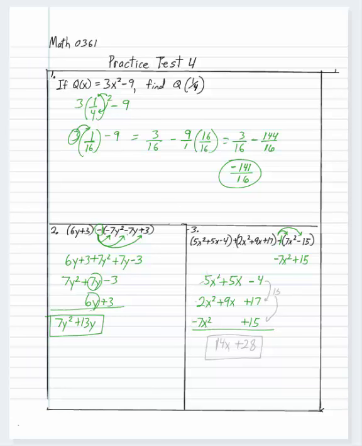Notice all the like terms are lined up, so let's add and subtract. 5 plus 2 is 7, but 7 minus 7 is 0, so everything here goes away. 5 plus 9 is 14, so 14x. Negative 4 plus 17 is 13, but 13 plus 15 is 28. So 14x plus 28.